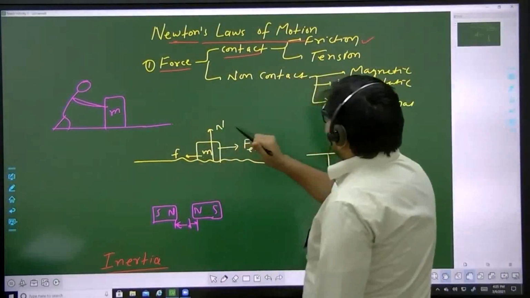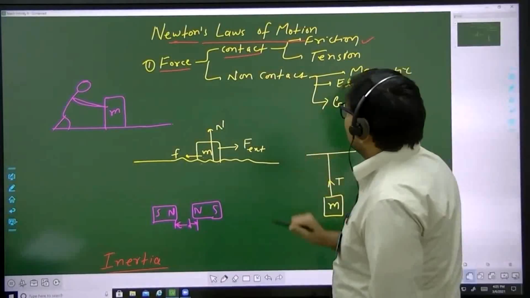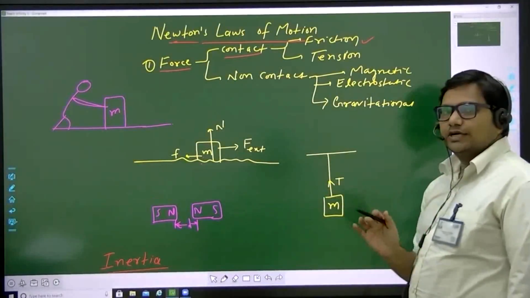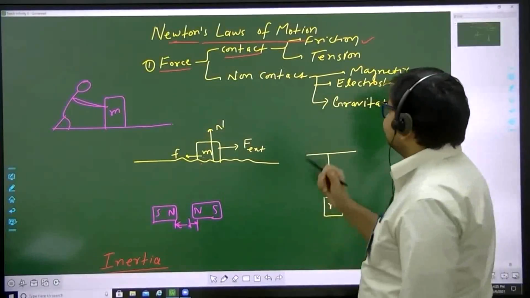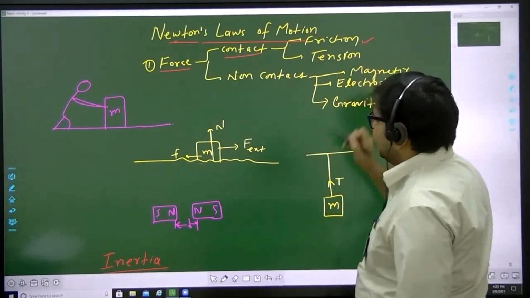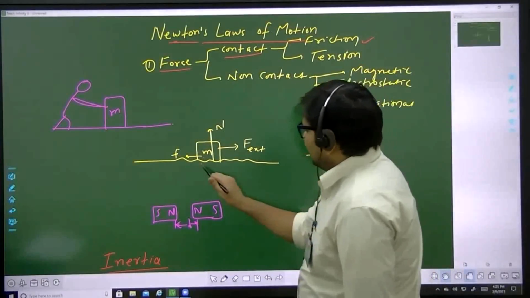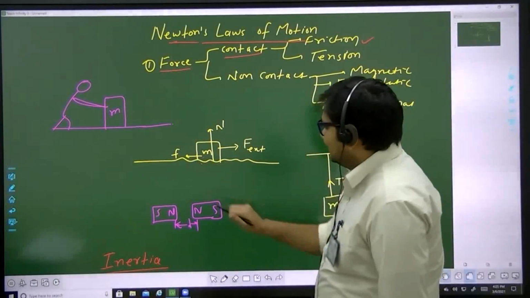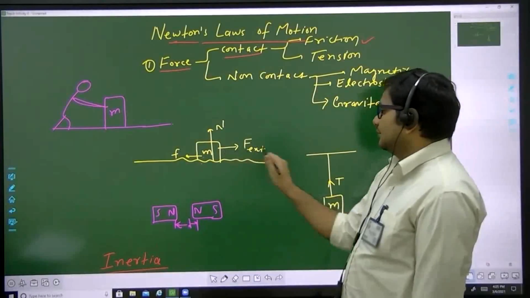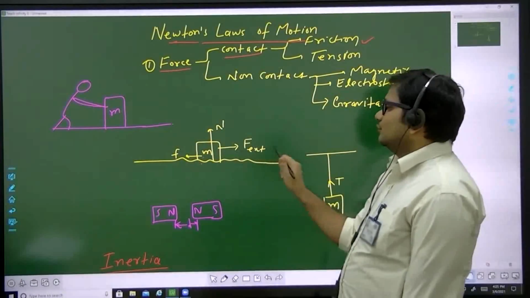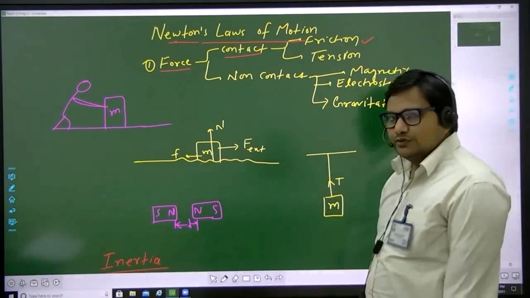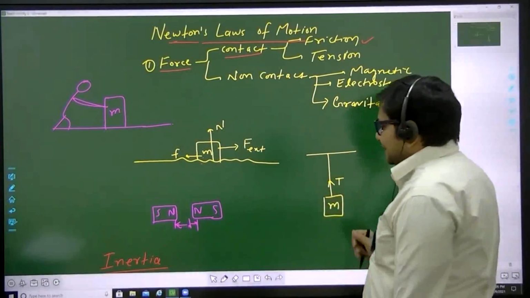So forces are divided into two categories: contact and non-contact. Contact forces are those forces which require physical contact to be applied on any object. Examples of contact forces are friction force and tension force. As you can see here, the force of friction will start acting between the ground and this object when you try to pull or push this object in one direction. So for this friction force to act, physical contact between the two objects is a must.